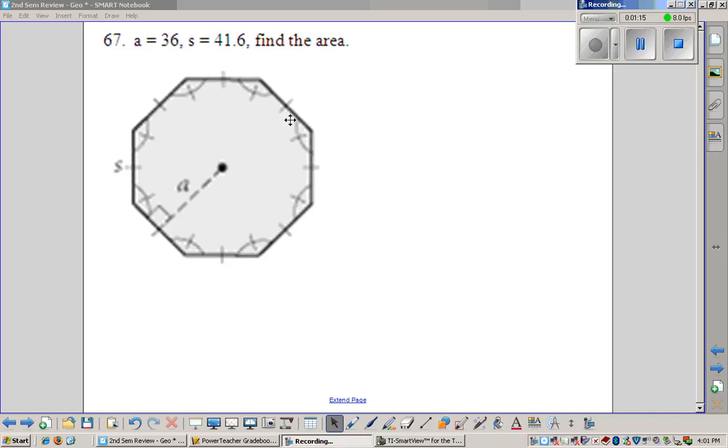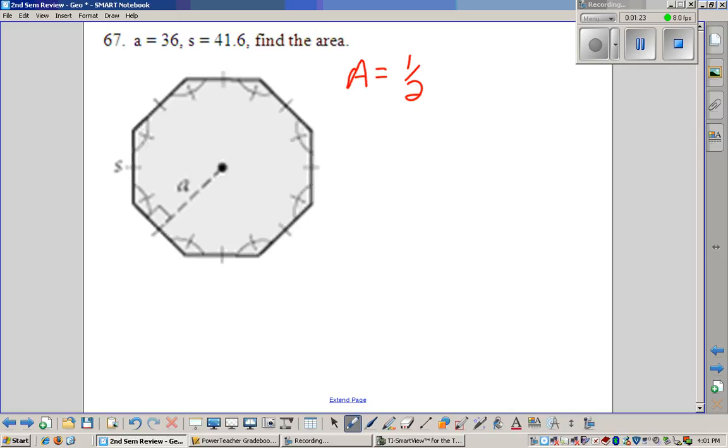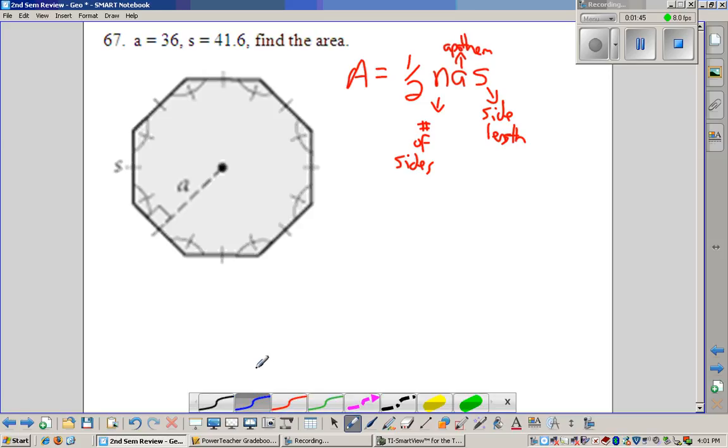Okay, so we're looking at a 1, 2, 3, 4, 5, 6, 7 octagon. So for the area of an octagon, we're going to use 1/2 NAS. N stands for number of sides, A stands for apothem, and S stands for the side length. So, let's see what we have. Plug in as much as we have right now.